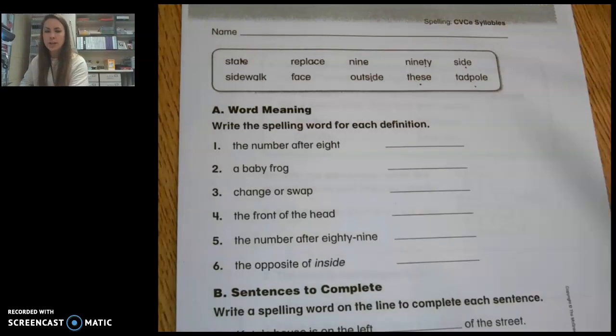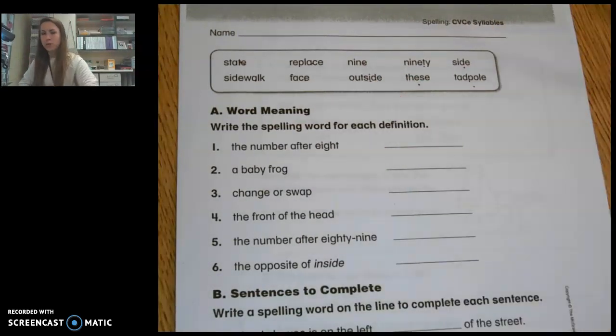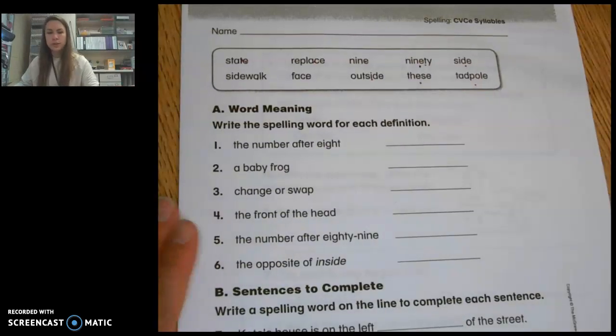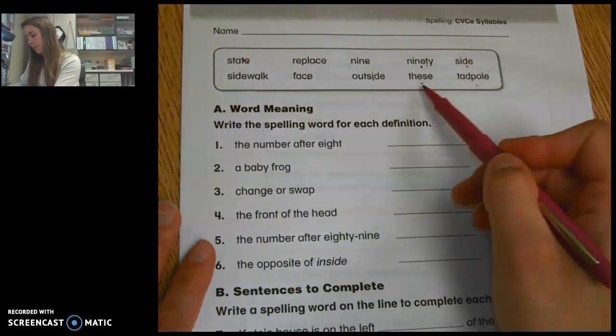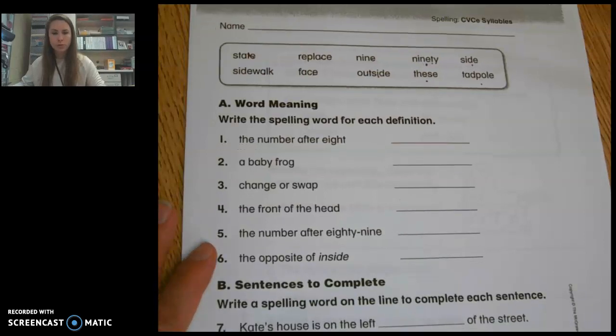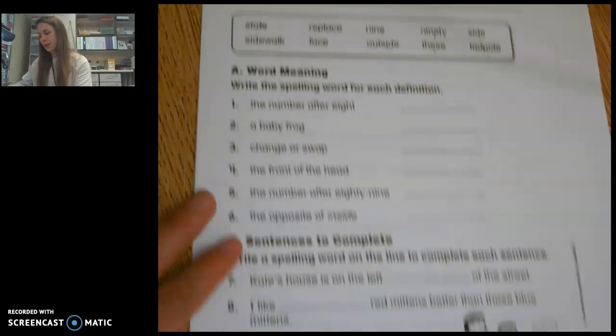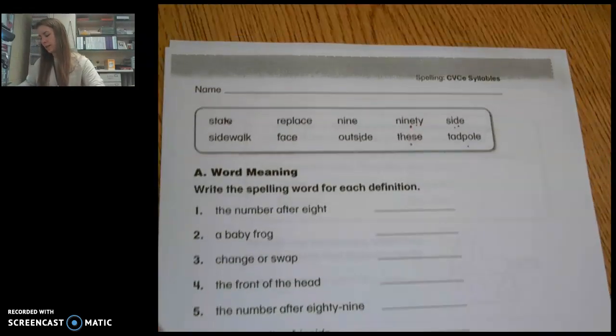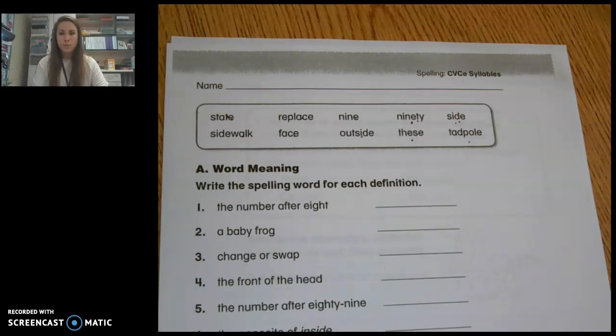You have nine, which is a number. Outside, so I could be outside, or the opposite of that, I could be inside. I have ninety, which is again another number. I have these, just that's kind of a word that helps me. It's an article, and we're going to be learning about those pretty soon with grammar. So that is going to fill in one of your sentences below. I have side, so that could be, say that when you have one side or the other side. I could walk on the left side or the right side of something.